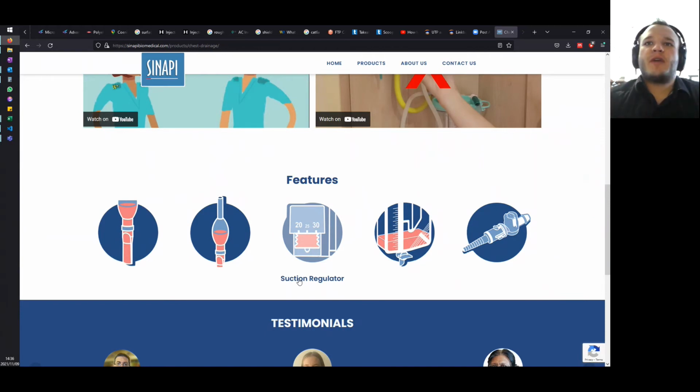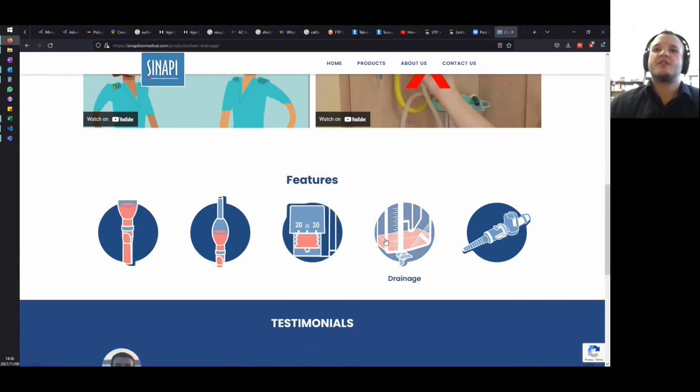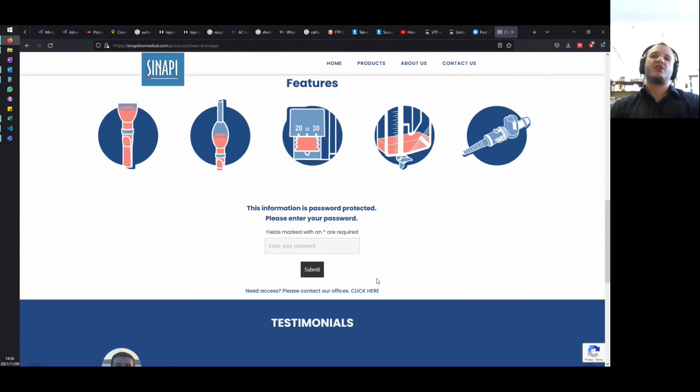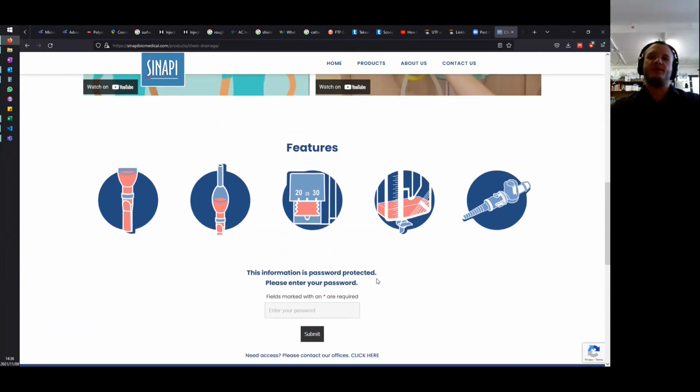Part of the main feature for the digital device is the liquid drainage. It is very important for the doctors to see what fluids have been drained, as well as how much, because this is a very big indicator of whether or not the patient is actually improving.